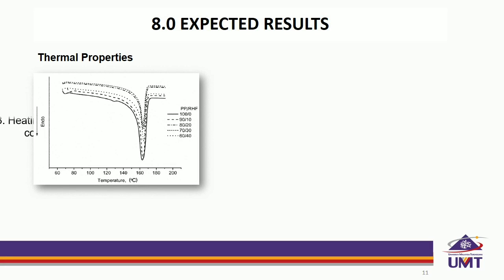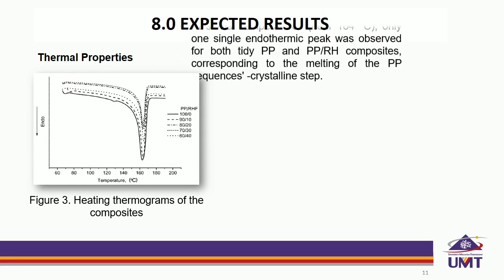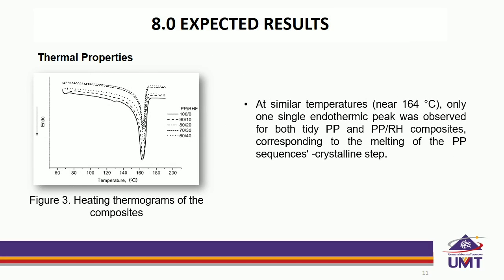Now I will explain the expected result. Based on figure 3, at 164 Celsius, only one single endothermic peak was observed for both TiO2/PP and PP/RH composite, corresponding to the melting of the PP crystalline phase.